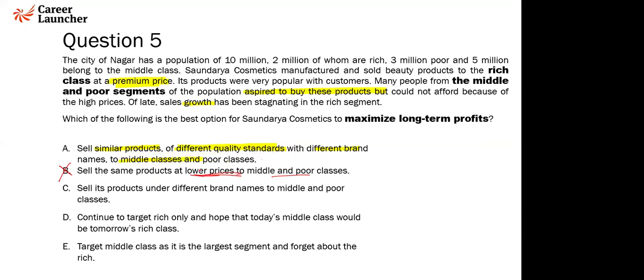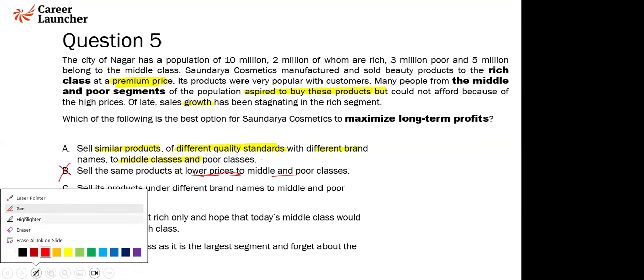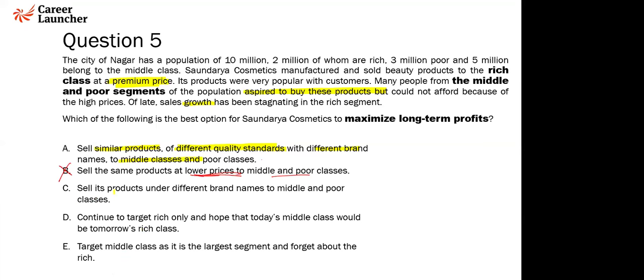Choice A is reasonable, but choice B can definitely be eliminated because over a period of time, my pricing will keep coming down. Yes, absolutely right. So it is also not fair to the rich. Choice C, sell its products under different brand names to middle and poor classes.